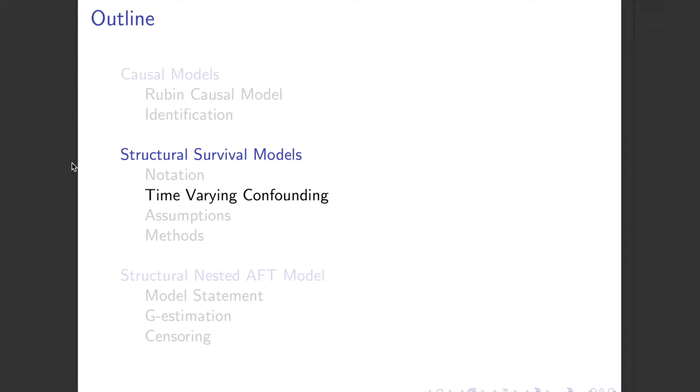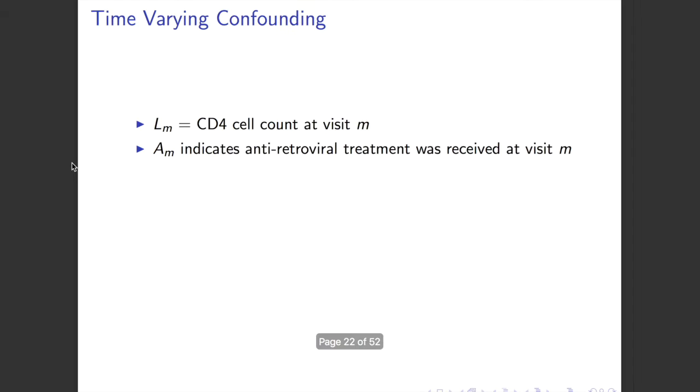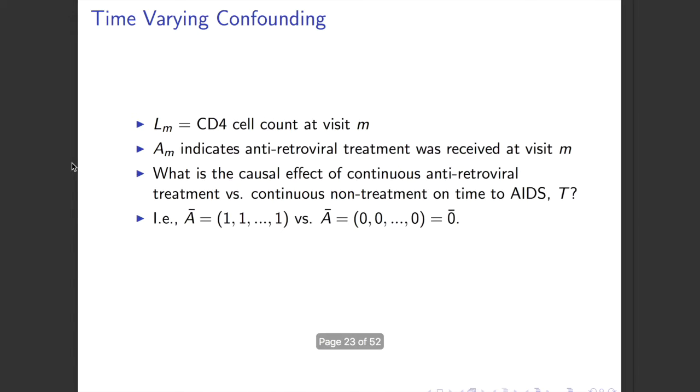This allows us to talk about time-varying confounding. To make this more concrete, let's give an example. Let L sub m be CD4 cell count at visit m, and let A sub m indicate antiretroviral treatment was received at visit m. If it's 1, it was received; if it's 0, it was not. We're interested in time to AIDS in a patient who has HIV. So we want to know the causal effect of continuous antiretroviral treatment versus continuous non-treatment on time to AIDS.